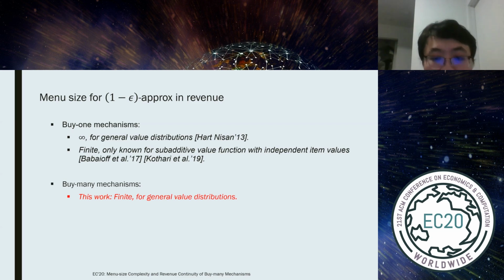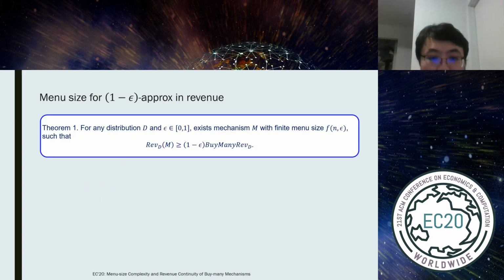However, in this paper, we show that a finite menu size is enough for getting near optimal revenue obtained by by-many mechanisms. And formally, the theorem is stated as follows: for any distribution over any valuation function, it is possible to find a by-many mechanism with a finite menu size, such that the menu size only depends on the number of items and epsilon. And this mechanism can get a 1 minus epsilon approximation to the optimal revenue obtained by by-many mechanisms.